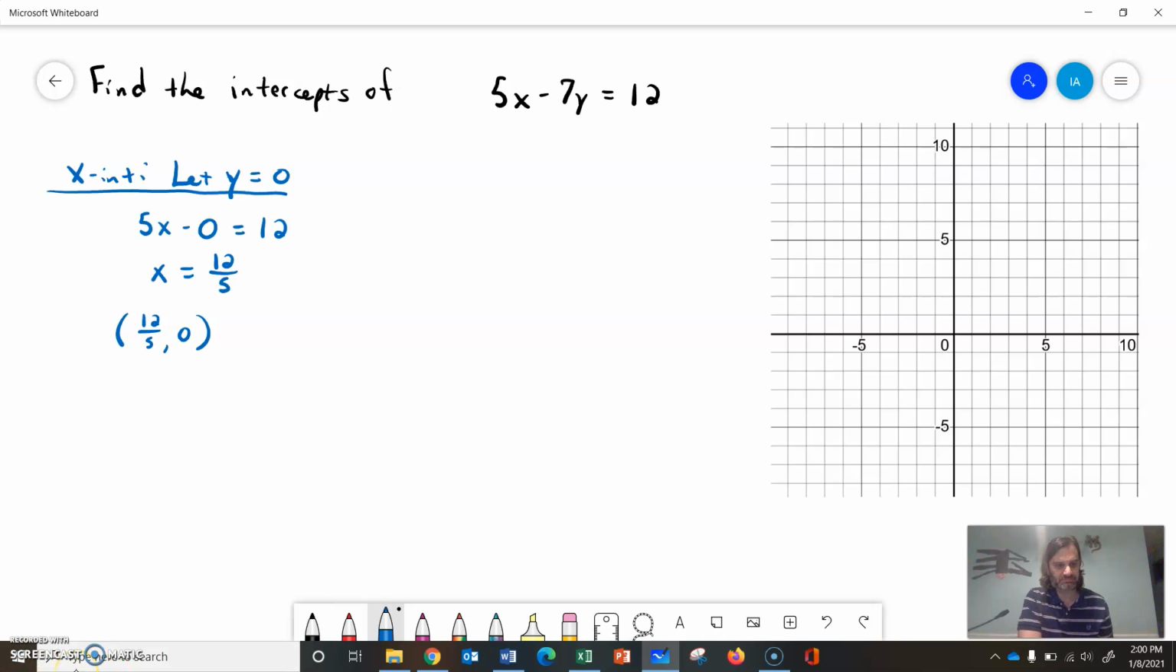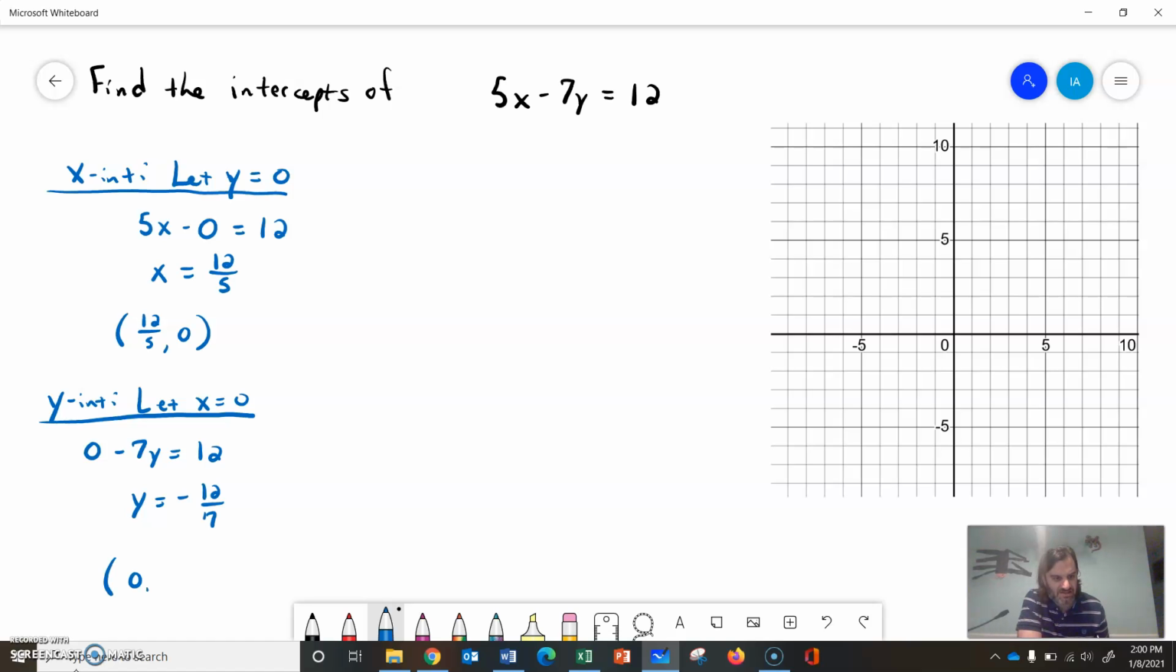Okay. The y-intercept comes from letting x equal 0. So from there we can say 5 times 0 is 0. So minus 7y equals 12. Divide by the negative 7. So we'll have y equals negative 12 sevenths. So that intercept looks like (0, -12/7).